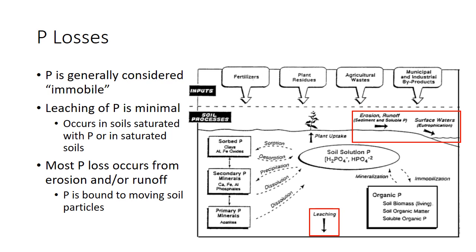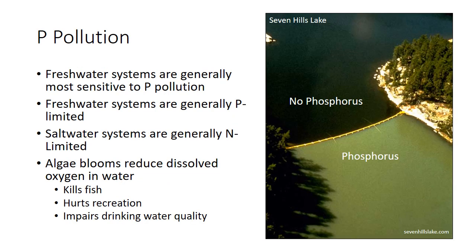But most of the phosphorus loss that occurs is from runoff and erosion. So if there's phosphorus that's bound to a soil particle, and that soil particle gets eroded, washed through the runoff into a nearby stream or ditch, and eventually to a river somewhere, that could eventually reach a reservoir, or just cause algae blooms in those water systems, and that in and of itself is a problem. So phosphorus pollution in fresh waters is a very common problem, and it's also very concerning.